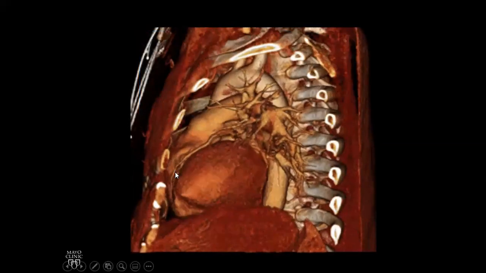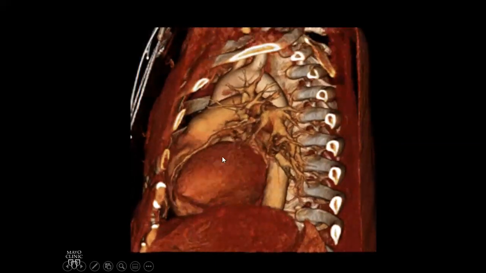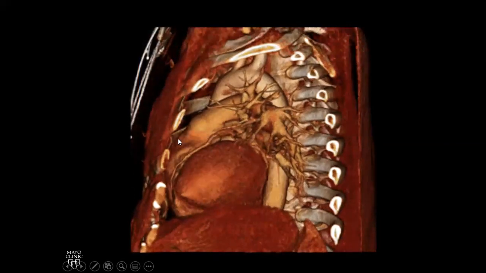If we go to the CT scan, you can see the left ventricle here. There's the apex of the left ventricle. It's pointing sort of toward us in this image. This is the LAD, the coronary artery that runs in the groove between the left ventricle and the right ventricle. This is the apex of the heart.